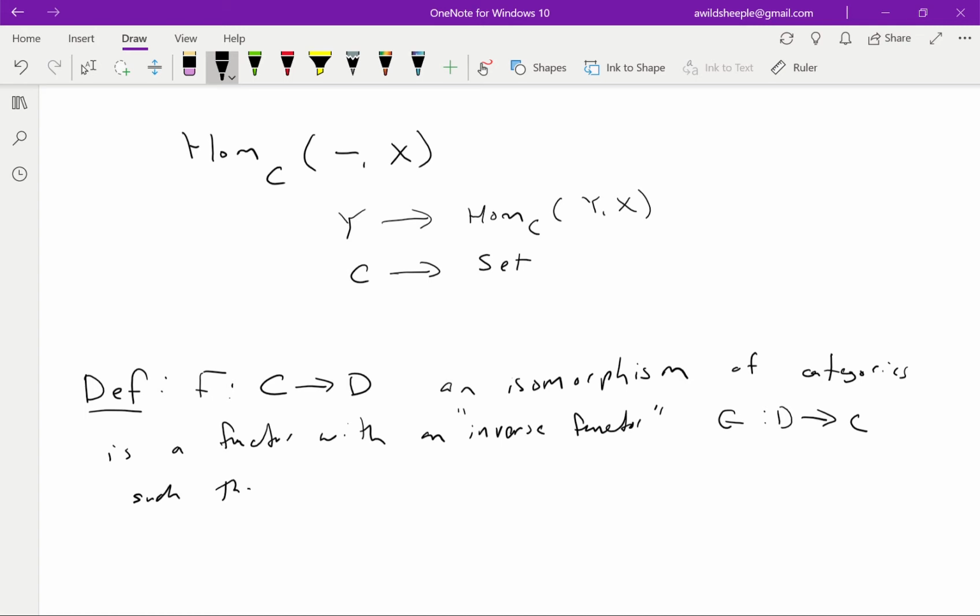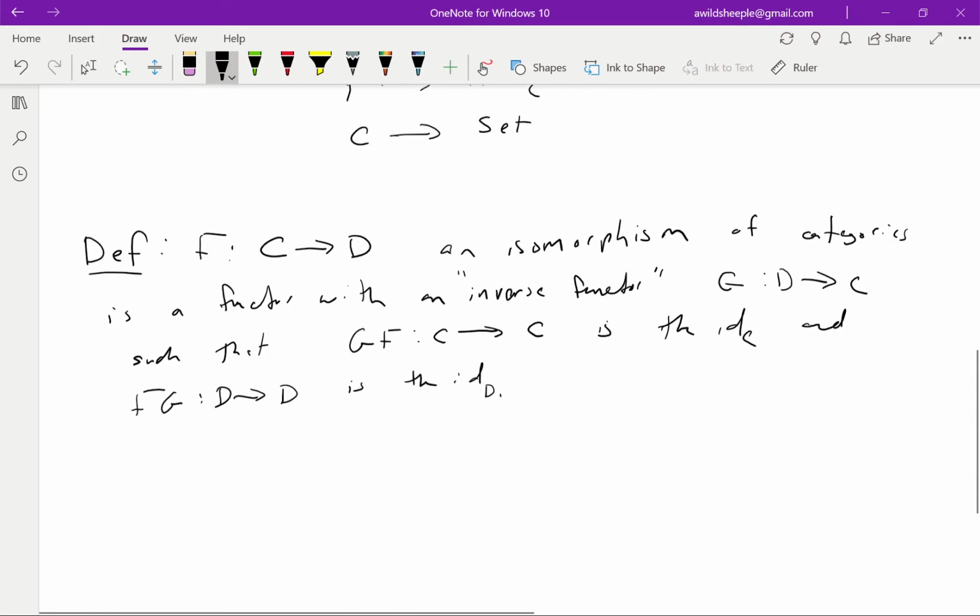is such that GF, going C to C, is the identity on C, and FG, D to D, is the identity on D.